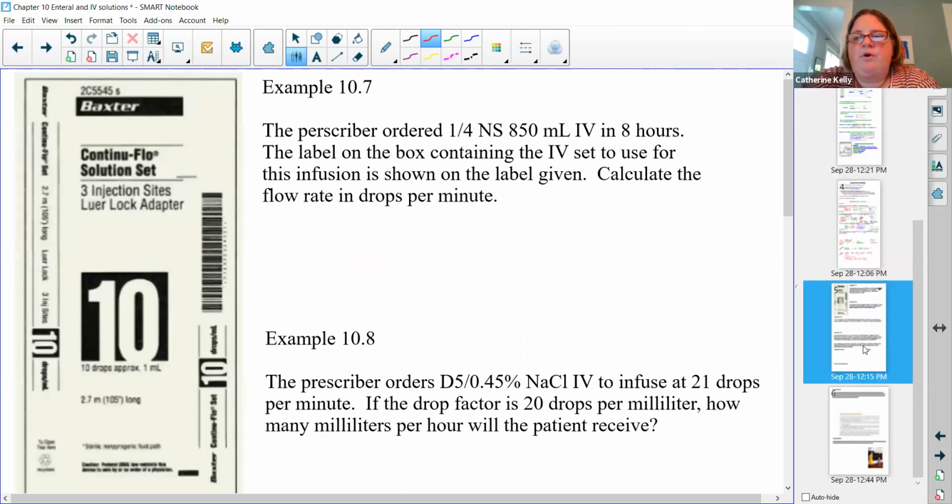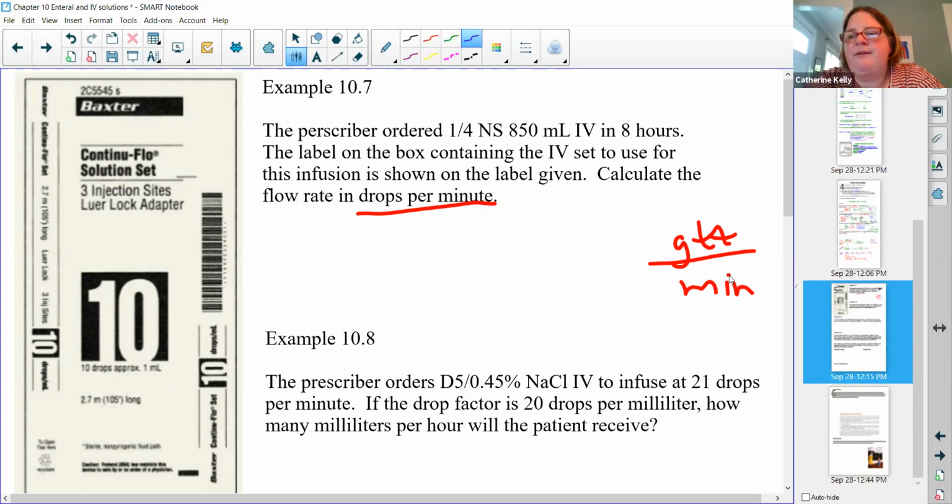So the prescriber ordered a quarter normal saline, 850 milliliters, in an IV in 8 hours. The label on the box containing the IV set for use in the infusion is shown on the label here. Calculate the flow rate in drops per minute. So this gives me a bunch of information. I'm kind of confused. There's a lot of things. There's a quarter, there's 850, there's 8. And I just look because if I'm following my directions from before, I'm going to calculate the flow rate in drops per minute. So I'm going to say drops per minute.